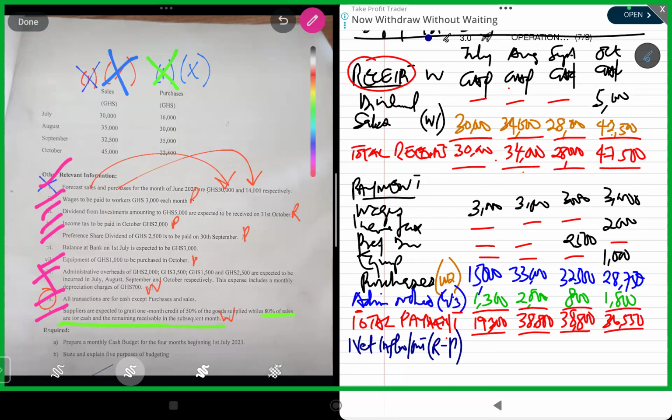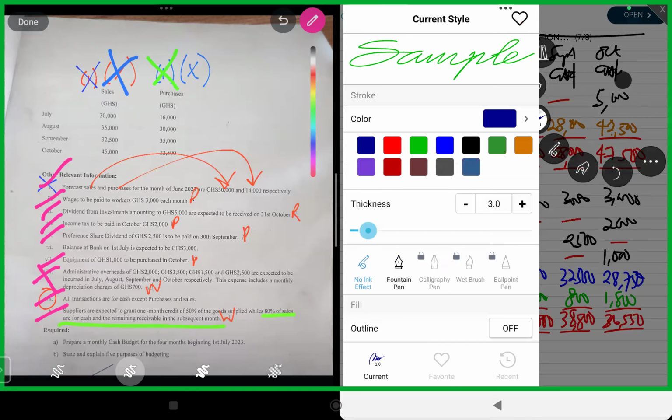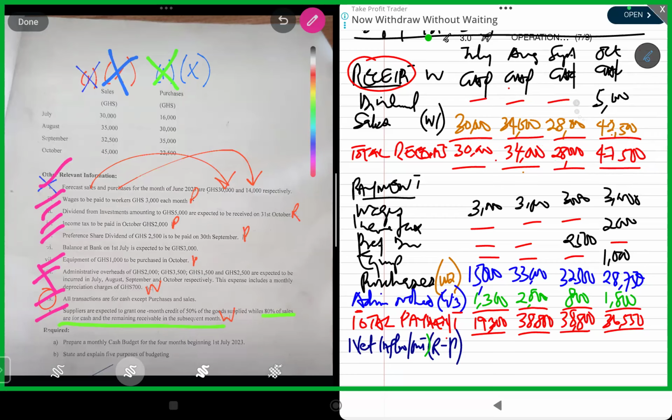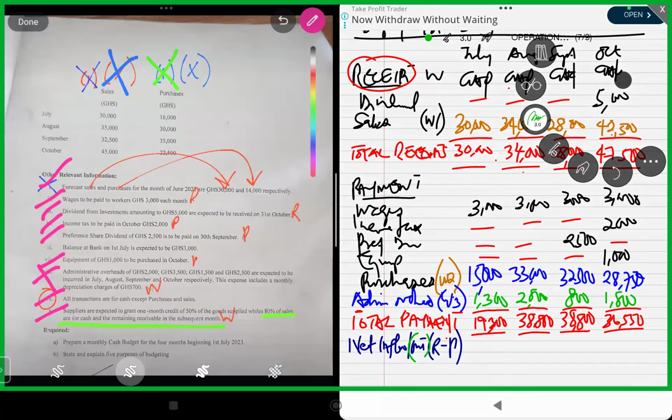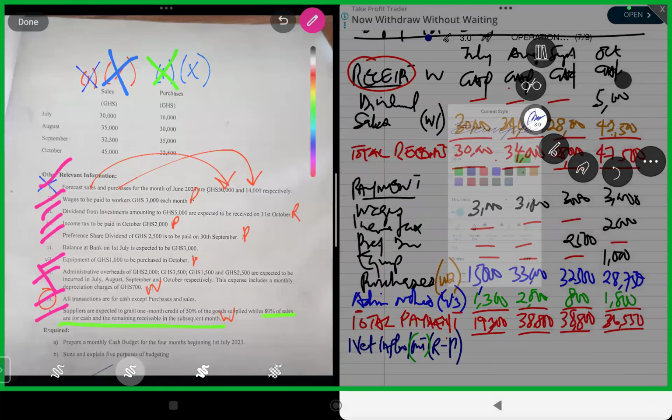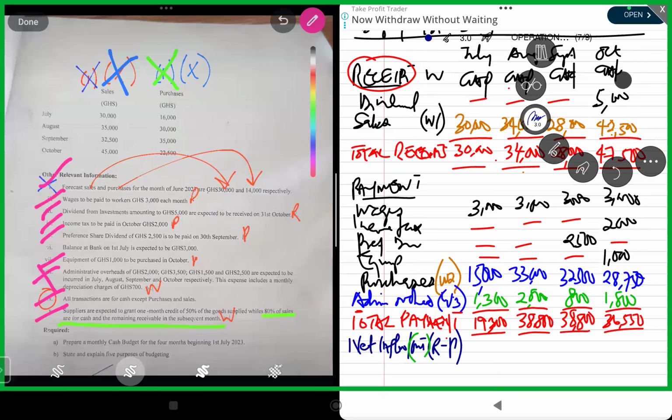So when it is an inflow, it is positive. When it's an outflow, it's negative. So outflows will take brackets. I told you, anything outflow is negative. So now let's do it. What do we have? Take each month, take the total receipts, subtract the total payment.